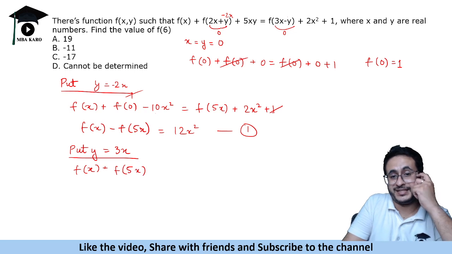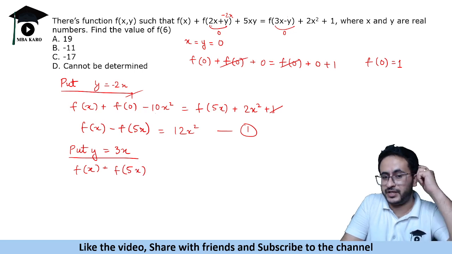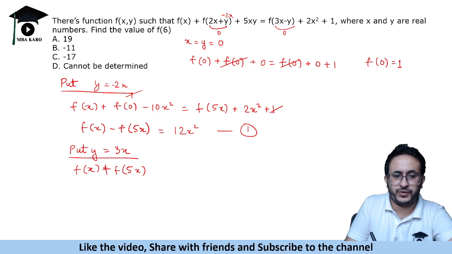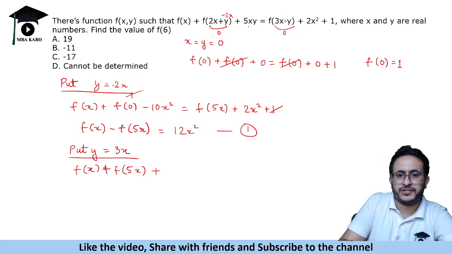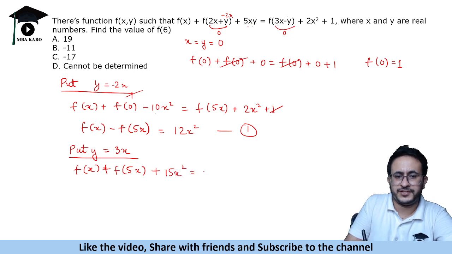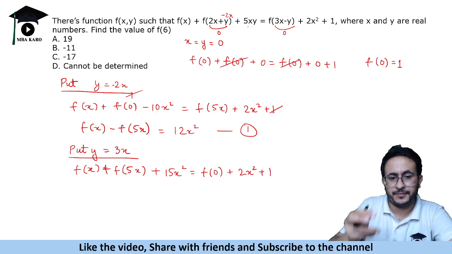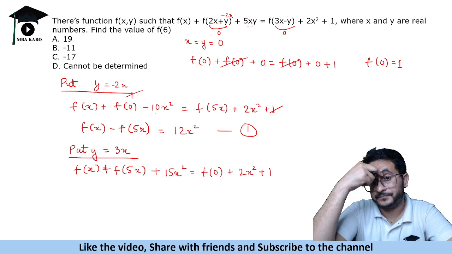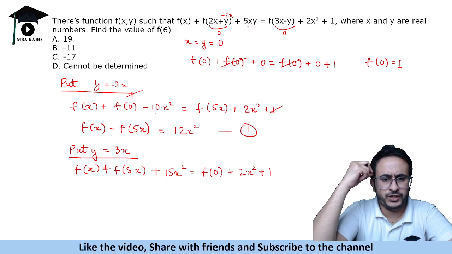Now are you noticing it? It is becoming 3x plus 2x, 5x. So we will get an equation on these two things, plus 5xy, 5x into 3x, 15x square, that is equal to, now this is f of 0 plus 2x square plus 1. Okay, so what does this equation become?